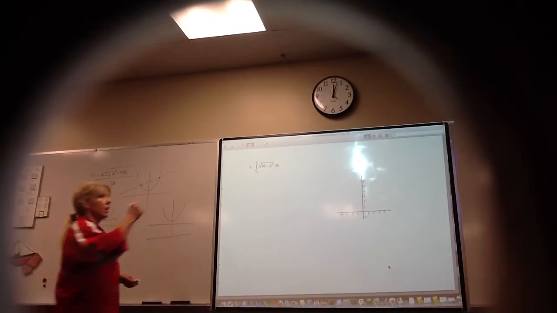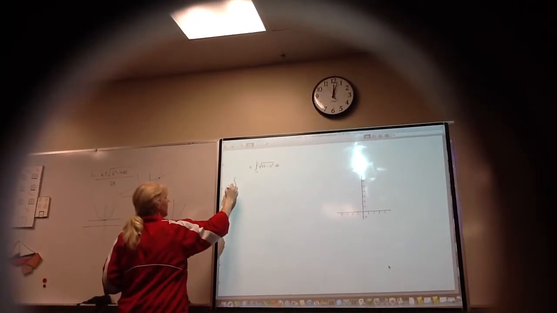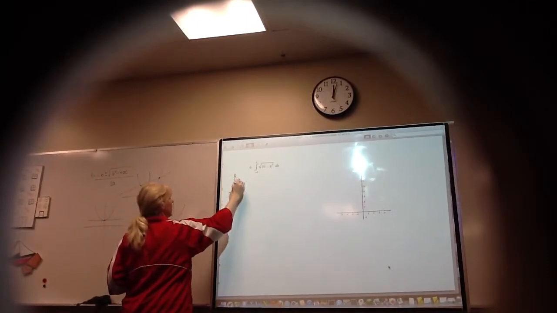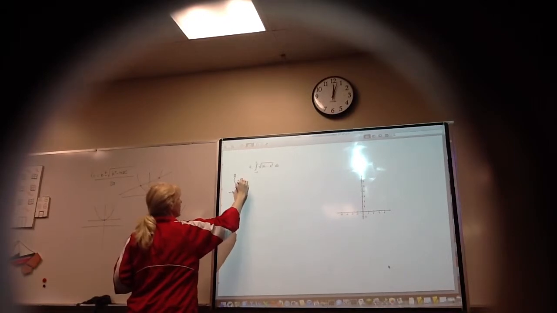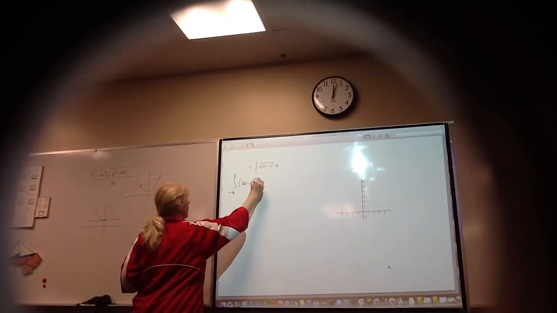Okay, I'm simply saying, let's go back to what we would do in the past. I would get rid of the radical, this would be 16 minus x squared to the what power? 1/2.